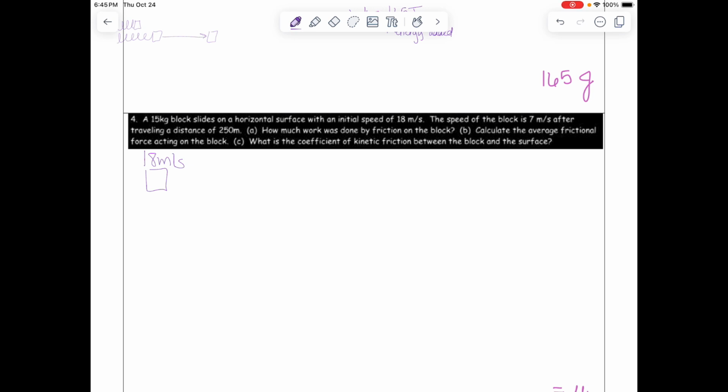It's sliding. The speed of the block is 7 meters per second after traveling a distance. So it's going to go a distance, and then the speed is going to decrease to 7 meters per second. So this is initial, this is final, after 250 meters. How much work is done by friction? Because nothing else is touching it except for friction.